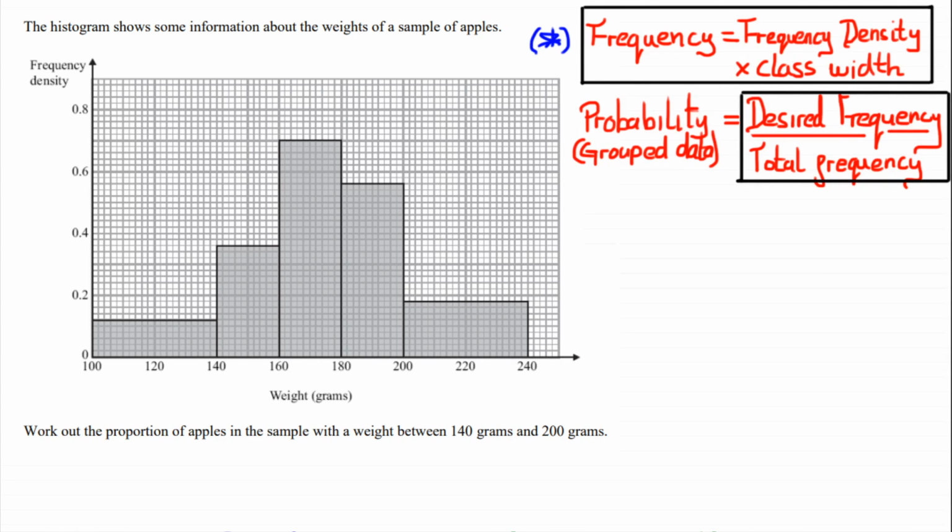So here's the last question of the day, and it involves histograms. Here we're given that the histogram shows some information about the weights of a sample of apples. So you can see here we've got a histogram. We've been asked to work out the proportion of apples in the sample with a weight between 140 grams and 200 grams. Last question of the day. Let's see if we can all get this one right.